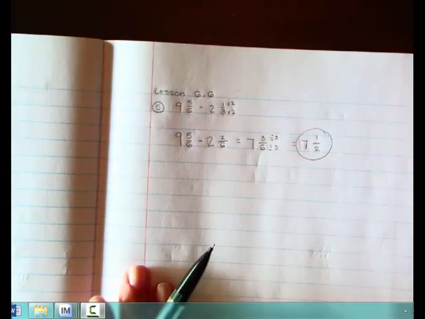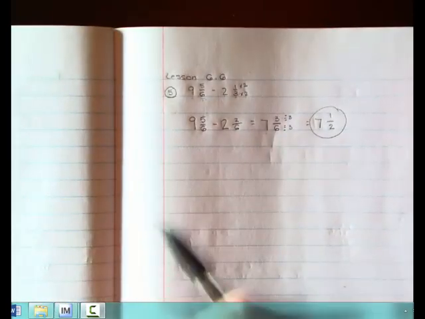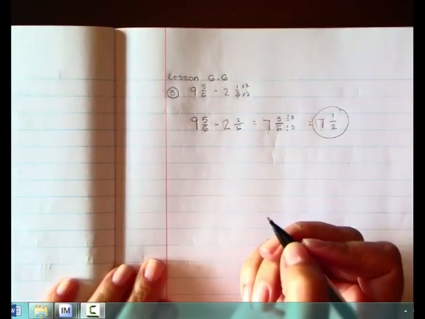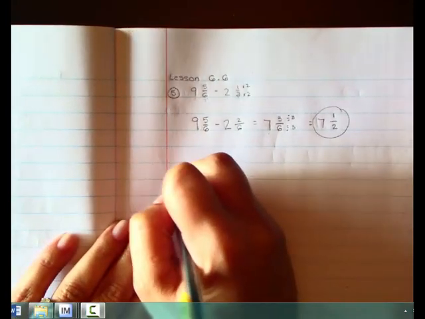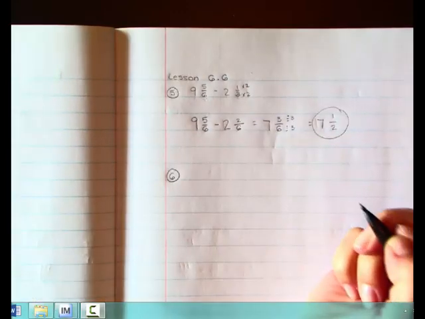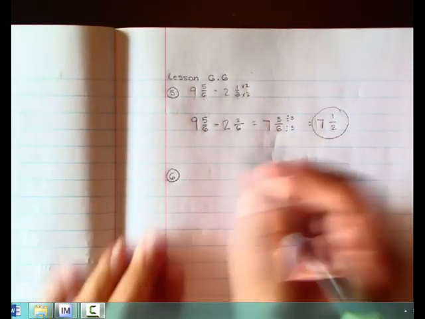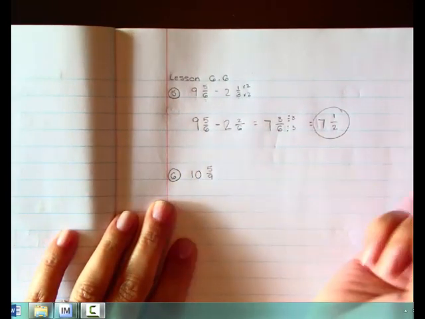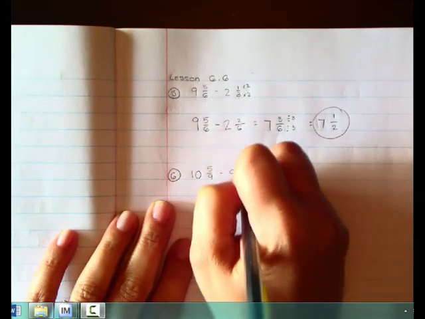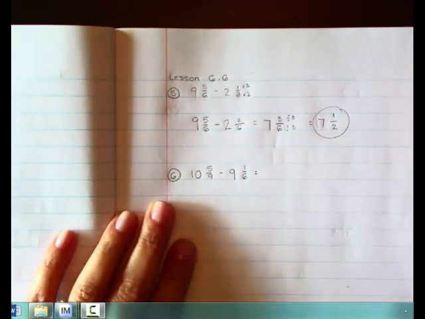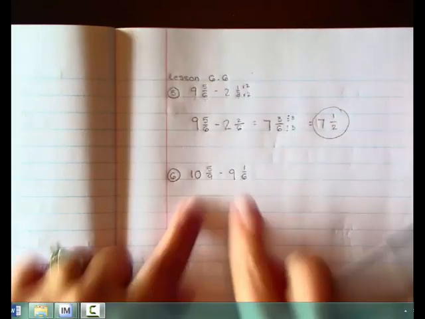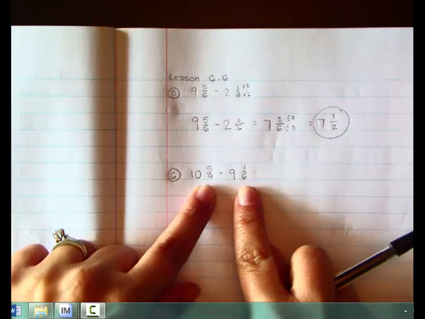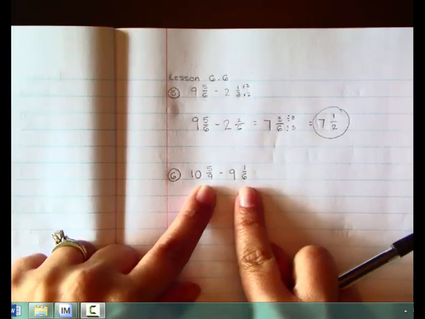Okay. So let's take a look at another one. This one is number 6 from page 267. We have 10 5/9 minus 9 1/6. Again, we have different denominators, so we need to find a common denominator.